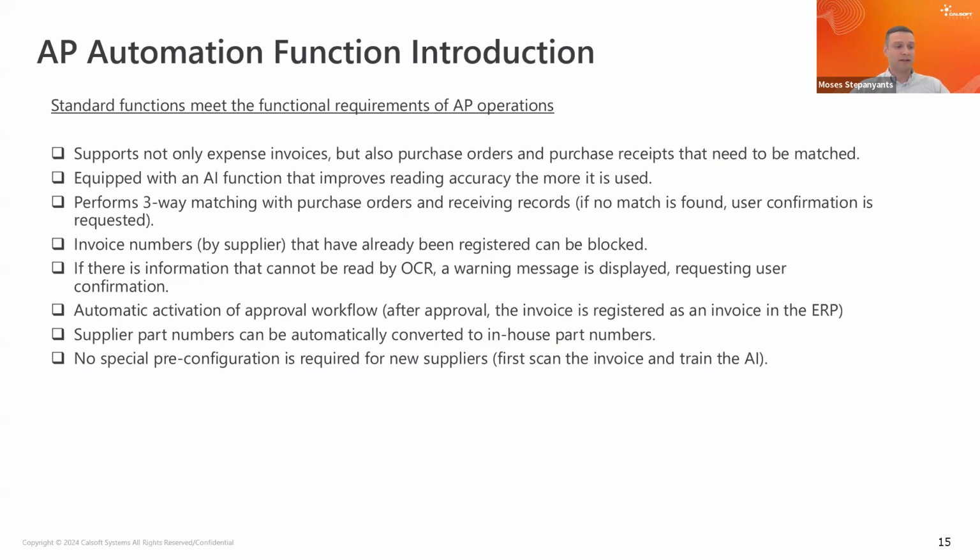Supplier item numbers can be automatically translated to in-house item numbers if they appear to be different on, let's say, the invoice that was sent to you from the vendor. And lastly, there's no special pre-configuration required for new suppliers. All you need to do is scan the invoice in, train the system on where to retrieve the information from, and register the document. And that's basically all you need to do. So let's continue.